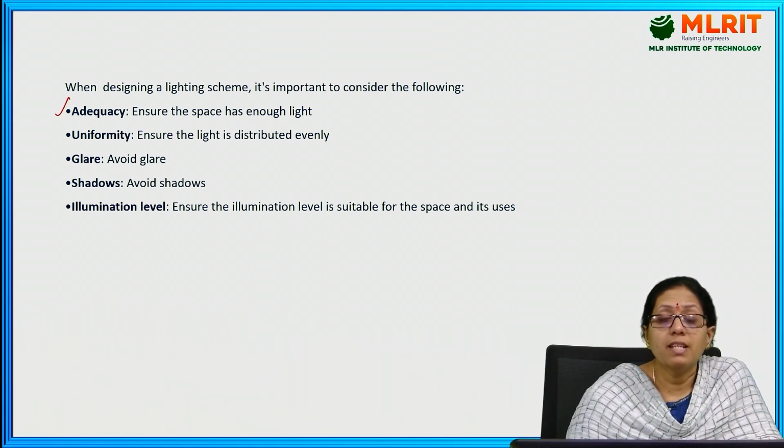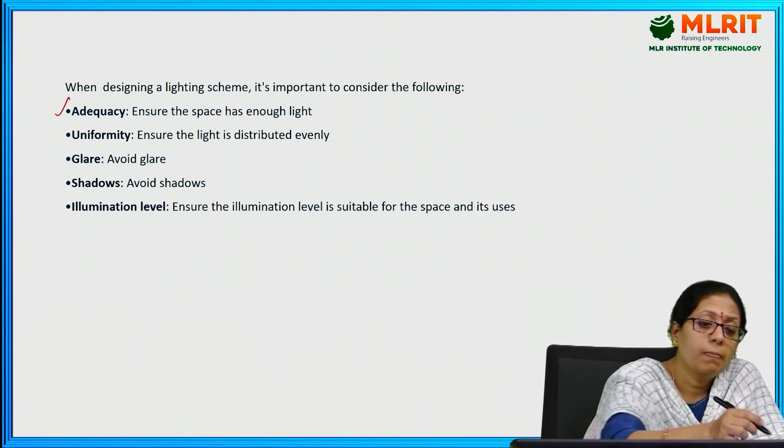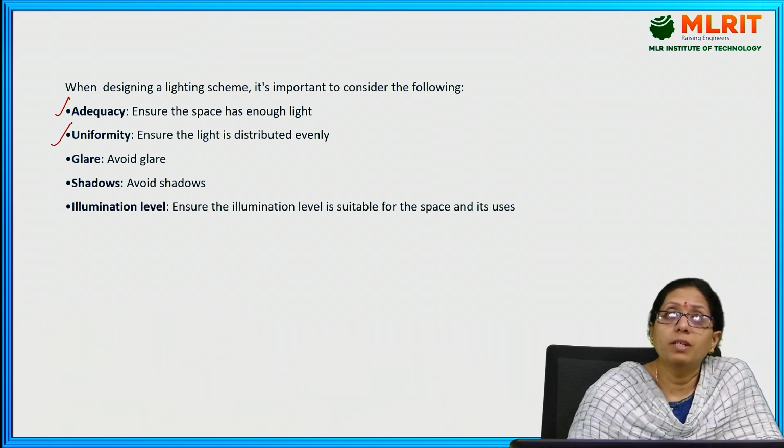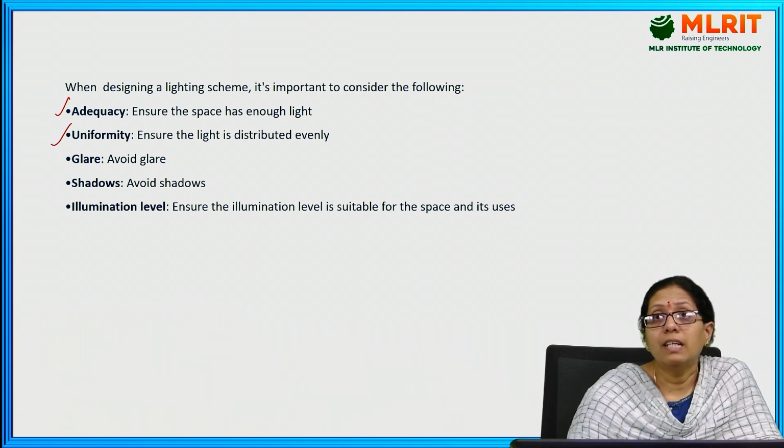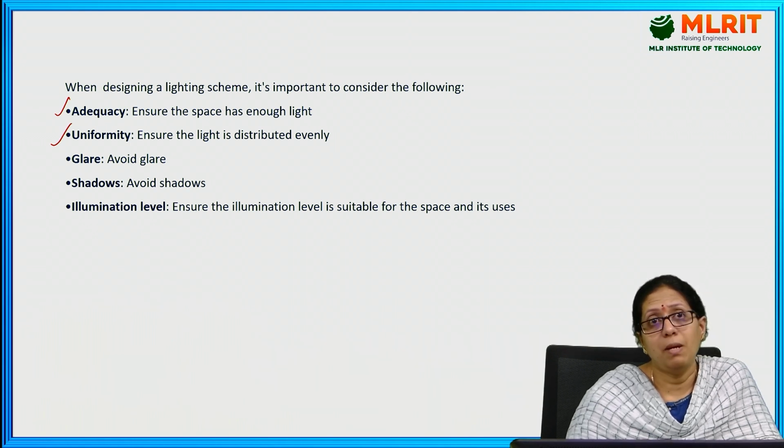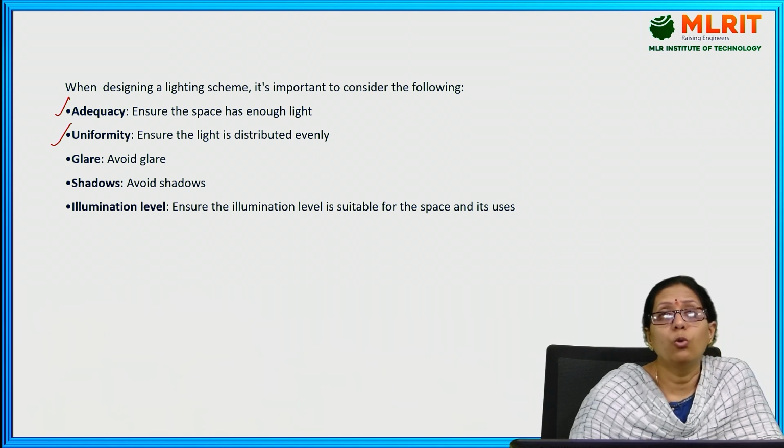Ensure the space has enough light. The second one is uniformity. Ensure that light is distributed evenly. The light should be distributed evenly in the whole space, the whole room.